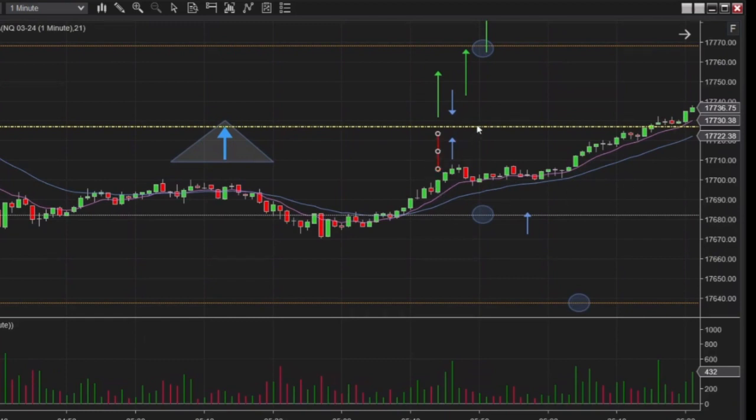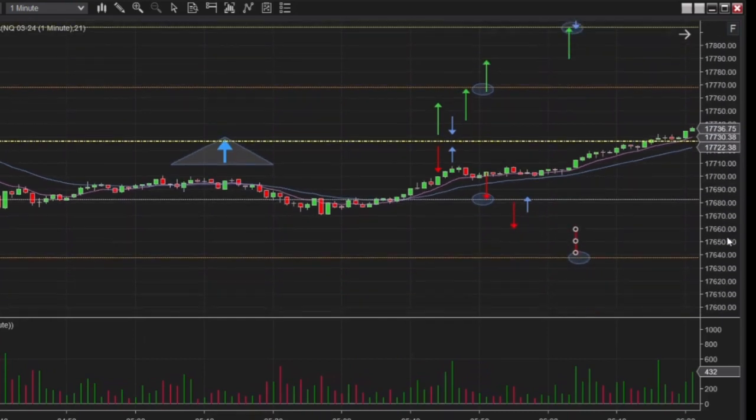So if the market breaks below this level, I'm looking for a pullback into this level in order to get short, where my first target would be right here. Okay? Now, if it breaks through there, I would be looking for a pullback into this level, where my next target will be right down here.